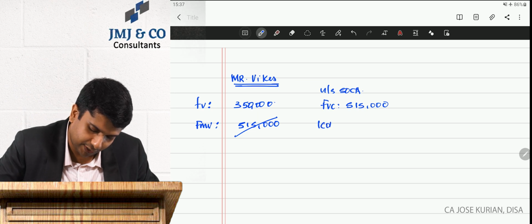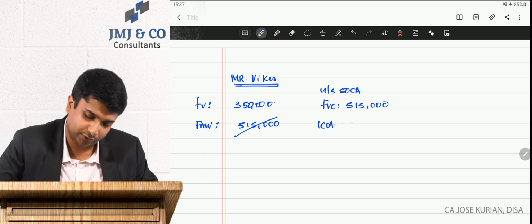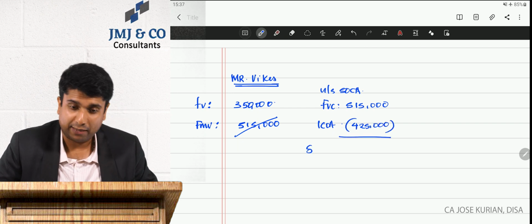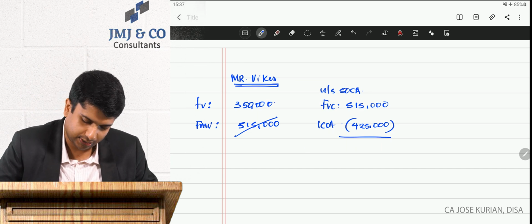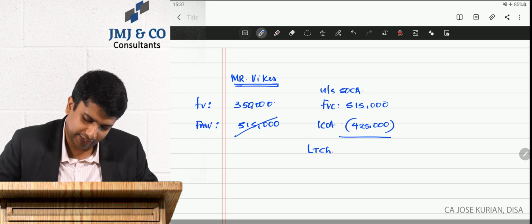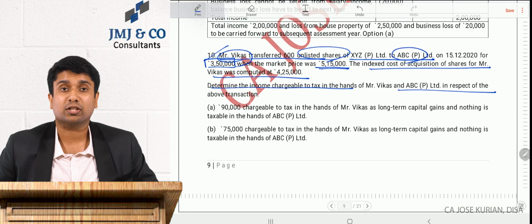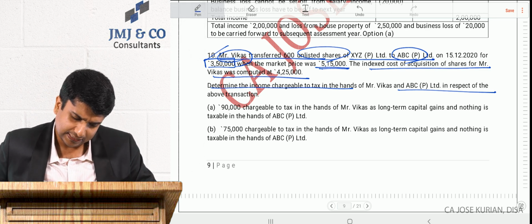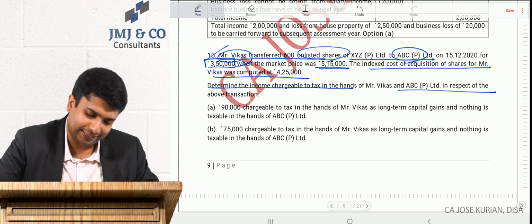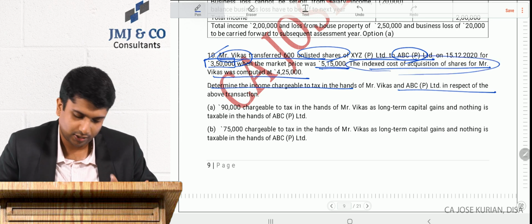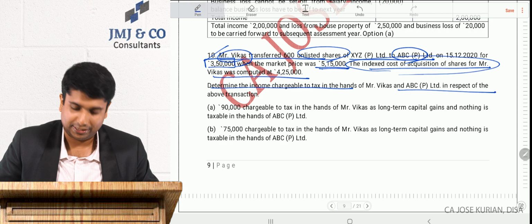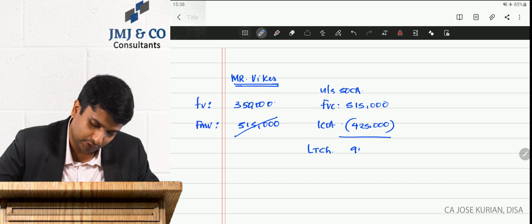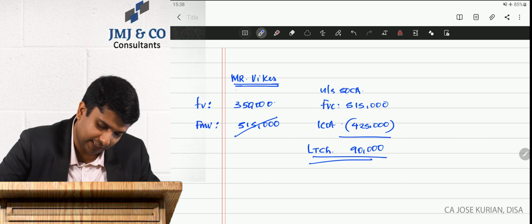Now, the indexed cost of acquisition is already given in the question. It is 4,25,000. So tell me, friends, what is the capital gain here? It is long-term capital gain, not short-term. For determining whether an unlisted share is long-term or short-term, the period of holding to be determined is 24 months. Since they are giving the indexed cost of acquisition, definitely that would be a long-term capital gain. So 5,15,000 minus 4,25,000, that is 90,000, would be the long-term capital gain taxable in the hands of Mr. Vikas.